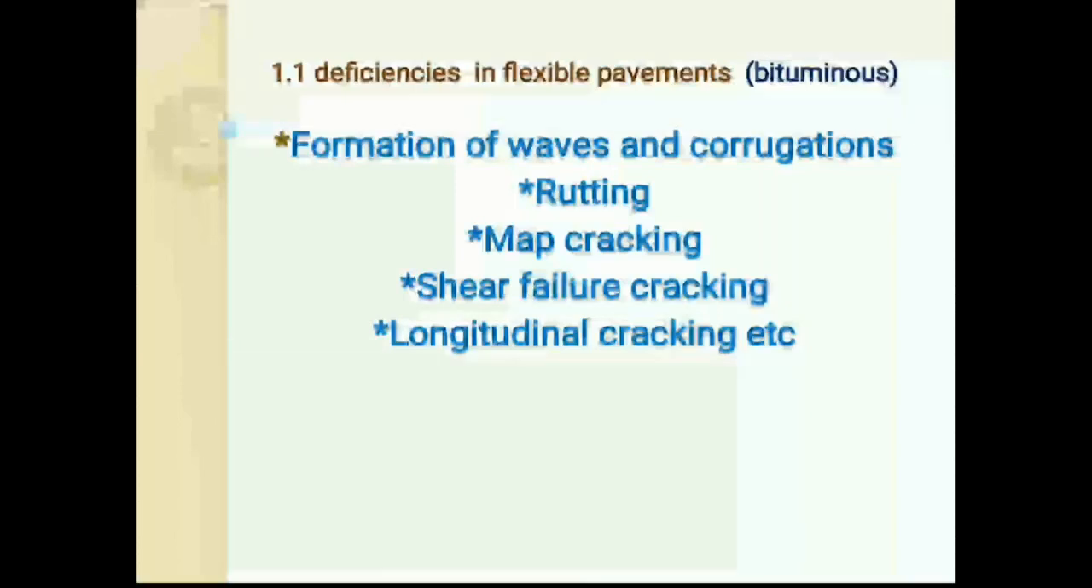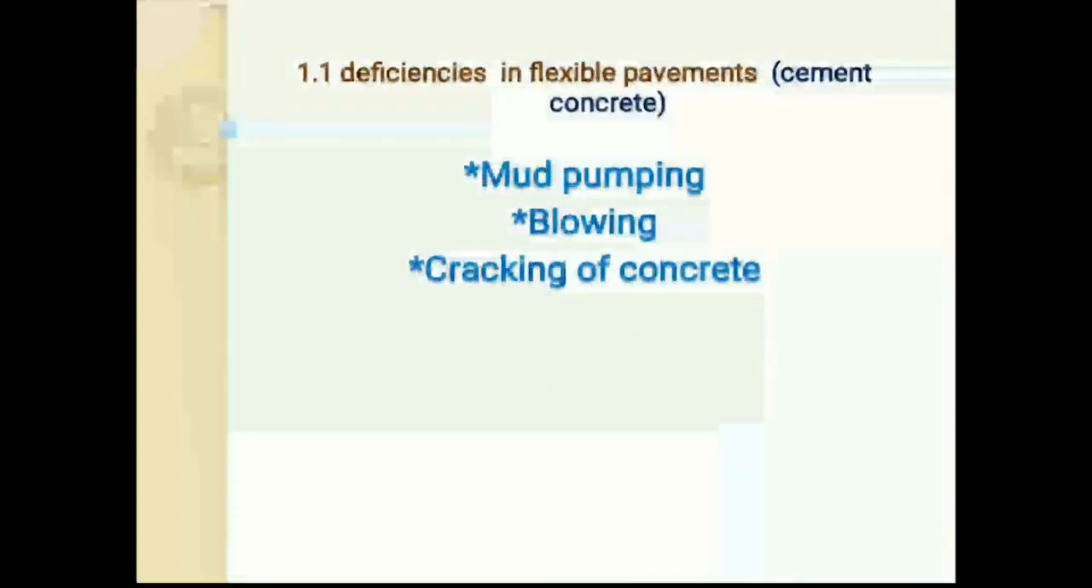Now, when the pavement is bituminous, deficiencies in flexible pavements, that is bituminous: first is formation of waves and corrugations. Second is rutting. Third is map cracking. Fourth is shear failure cracking. And fifth is longitudinal cracking. So these are the deficiencies in bituminous. And now we'll discuss deficiencies in rigid pavement, that is cement concrete road. First is mud pumping, second is blowing, third is cracking of concrete.